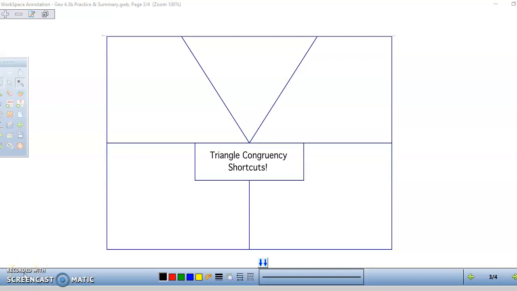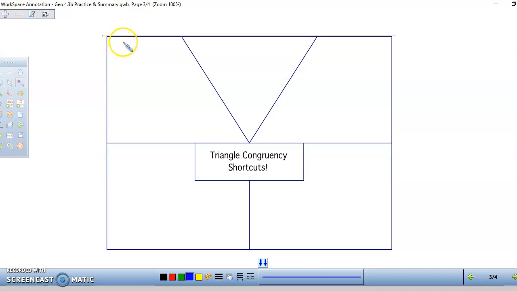Hello, we are going to summarize the triangle congruency shortcuts that we've learned. We're just going to go through. There are actually 5 of them. In regular geometry, we are only focusing on 4, but at the end here, I will go through that 5th one. It was at the end of yesterday's video.